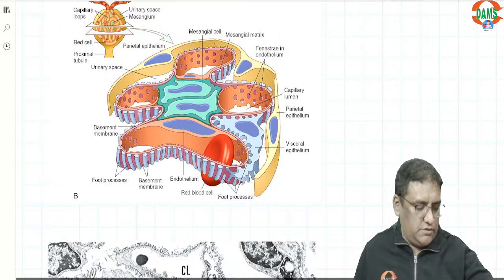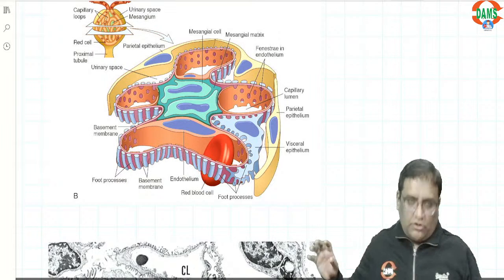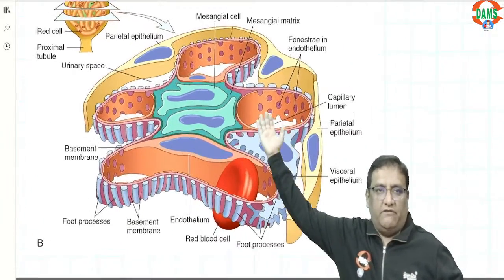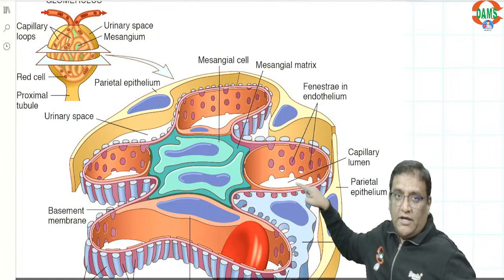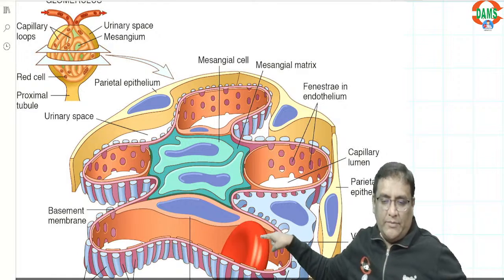So look at this. This is the cross section of the glomerulus that I am showing you now. I have cut the glomerulus here. This is your mesangium of the glomerulus, and these are your capillary loops, isn't it? You can see a beautiful RBC within this, right?